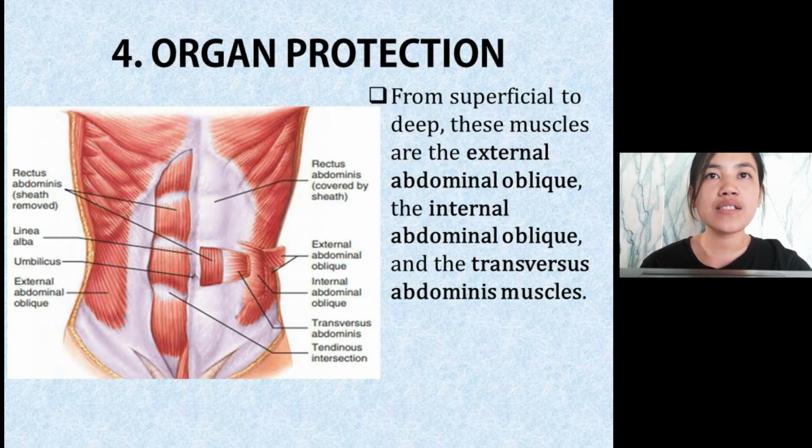Fourth, muscular system functions for organ protection. How do muscular systems protect organs? In this slide, we are going to base our explanation on the figure given. From the superficial to deep, these muscles are the external abdominal oblique, the internal abdominal oblique, and the transversus abdominis muscles. These three muscle layers are oriented in different directions, as we can observe in the figure.